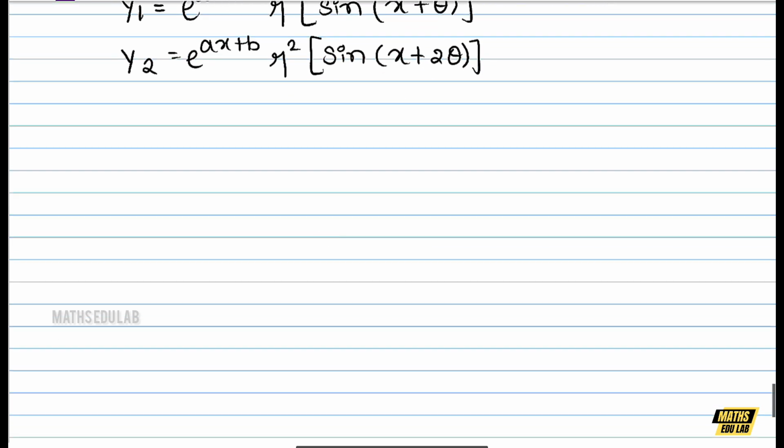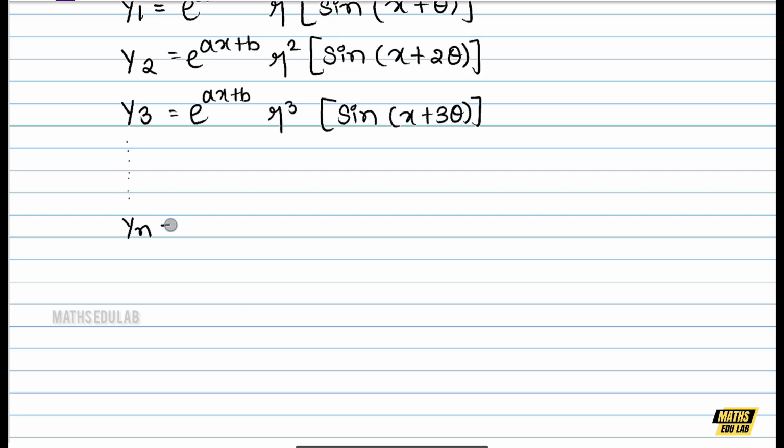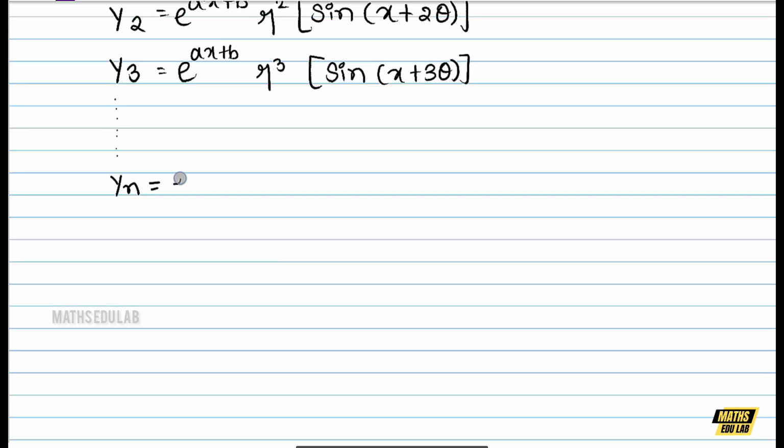Then similarly, the third derivative of the given equation will be written as e to the power of ax plus b r cube then sine x plus 3 theta, and we can do the derivative for nth time, then the result will be written as e to the power of ax plus b r to the power of n, then sine x plus n theta. So this is what we have, the nth order derivative.